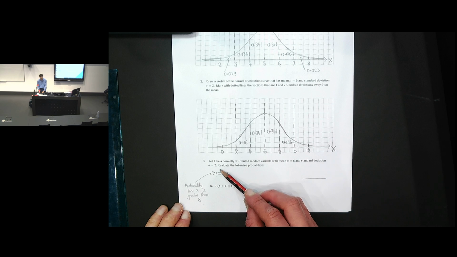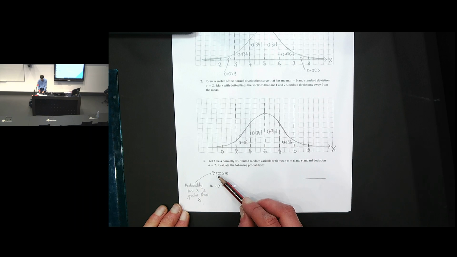Okay, so let's have a look at question 3. In question 3, what we've been asked to calculate is this funny P symbol here. What this funny P symbol is saying, in words, is the probability that this x thing is greater than or equal to 8.